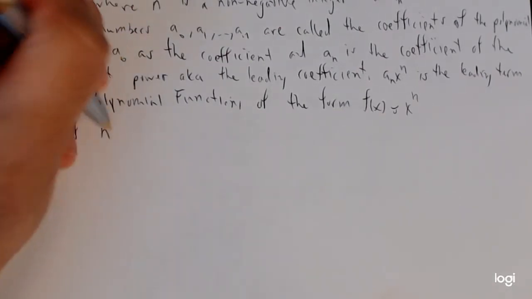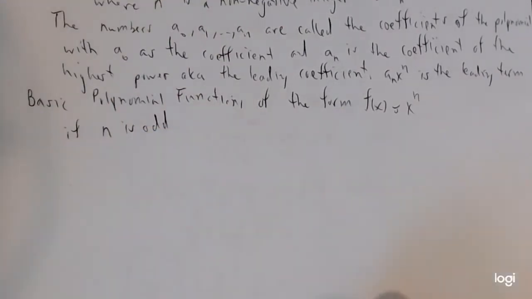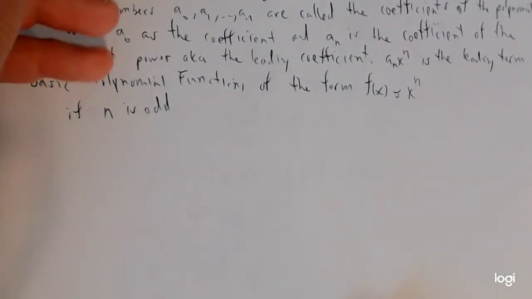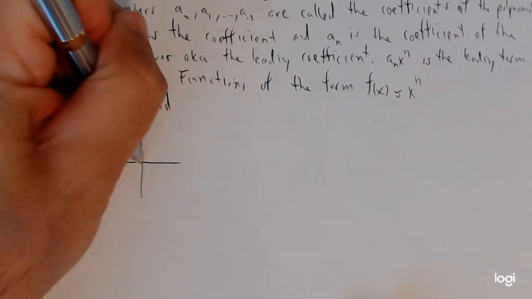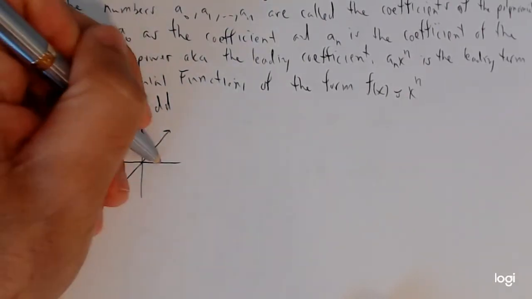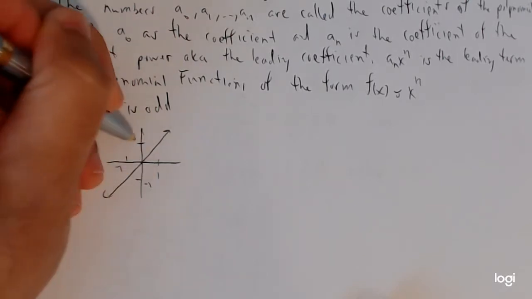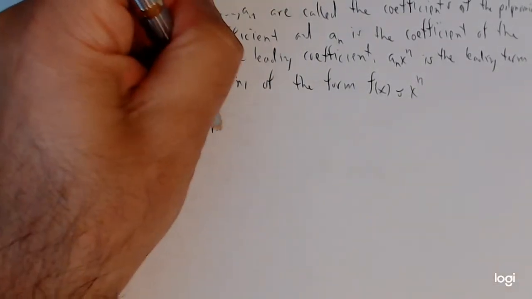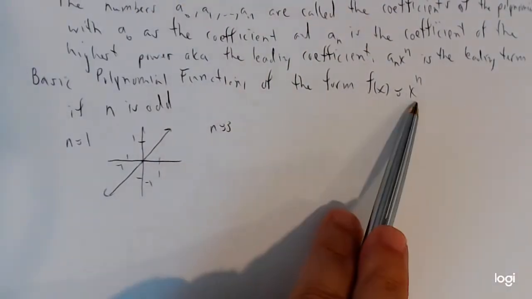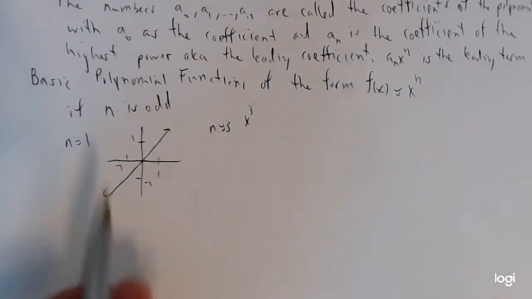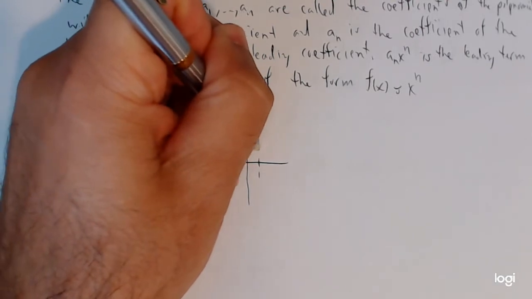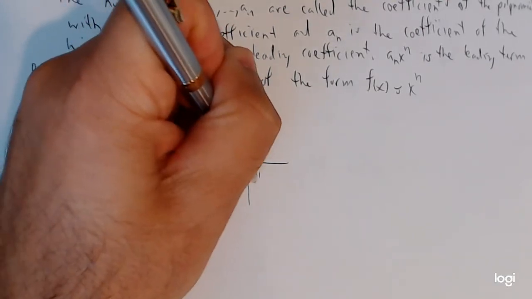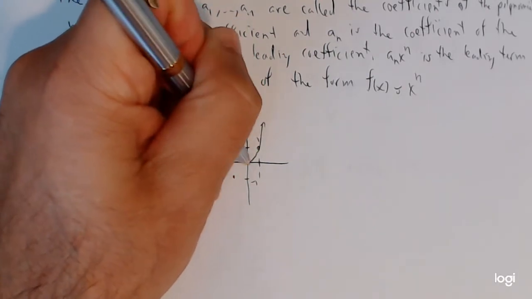So if n is odd, here's what we have. Let's see what happens in the cases. So if n is 1, what happens? That just becomes x to the power of 1, which is just x. That's a line. So it looks like this. So that's 1, 1, negative 1, negative 1, right? So that's kind of what it looks like. Now, what if n is 3? Now, we know what this looks like. We're talking about x cubed. So we know what the graph of this looks like, because at 1, it's 1. At 0, it's 0. At negative 1, it's negative 1. And we know it has this shape.